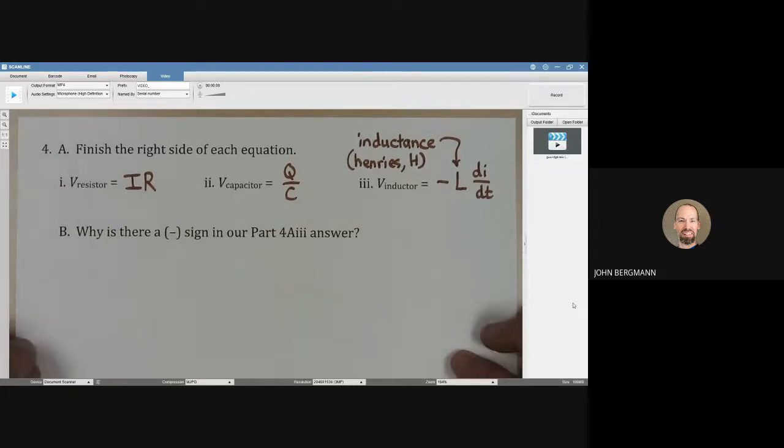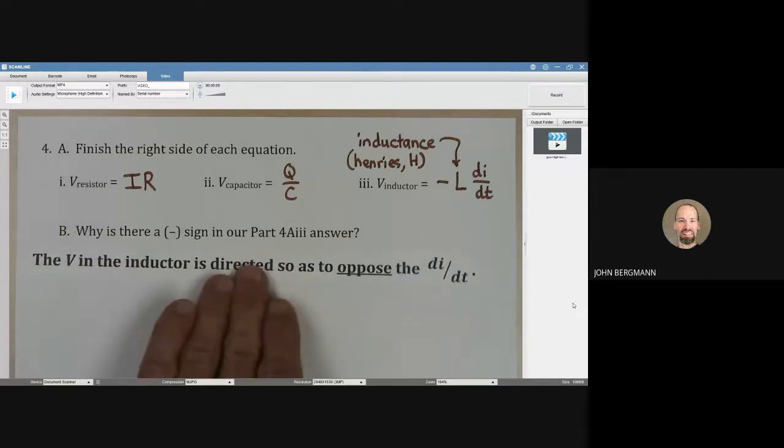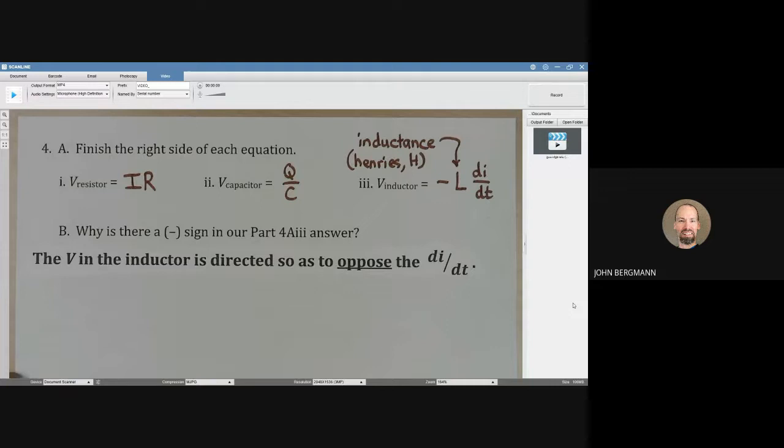Why is there a negative sign in that answer? There's a negative sign there because the EMF in the inductor is directed so as to oppose the change in the current. That's why there's a negative sign there.